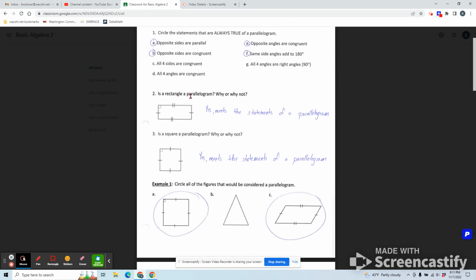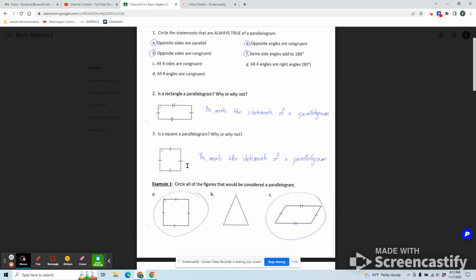So is a rectangle a parallelogram? Is a square a parallelogram? And the answer is yes, because it meets the statements of a parallelogram. It has opposite sides that are congruent, has opposite angles that are congruent. This is 90, this is 90, same thing here. This is 90, this is 90. Opposite sides are congruent. Opposite angles are congruent. Same side angles equal 180.